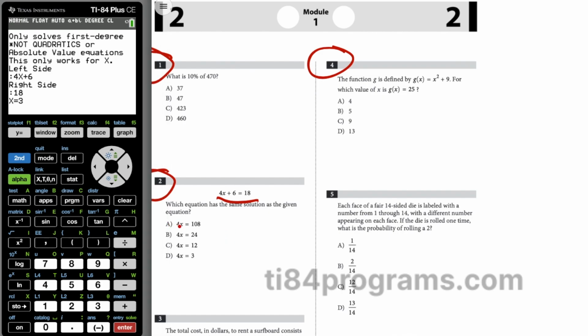So from that, all these options, A, B, C, and D, are all 4x, which means 4 times x. So 4 times 3 is what? We're going to go with 12. So it's indirectly helping us to answer problem 2.